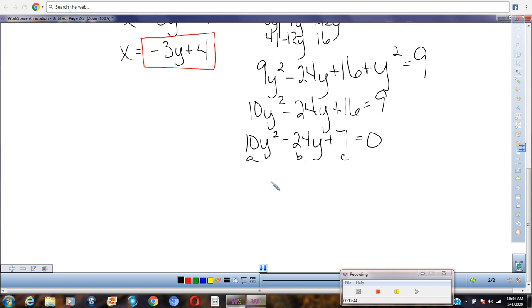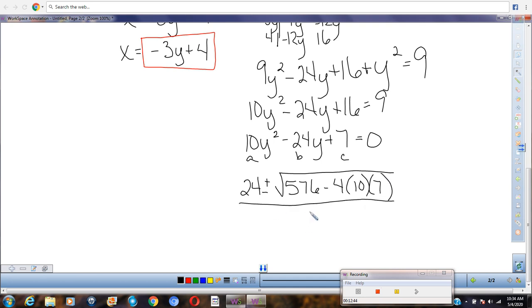All right, so we have negative B, so 24, plus and minus the square root of B squared, so 24 times 24, which is 576, minus 4 times A times C, all over 2 times A, or 20. All right, so simplifying this top, 576 minus 280, we get 296.